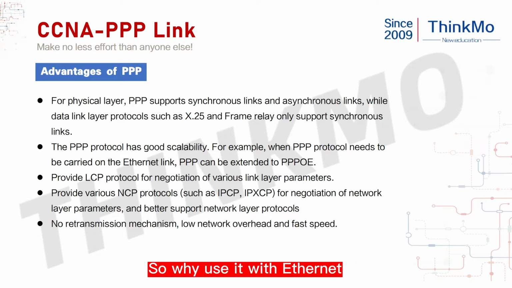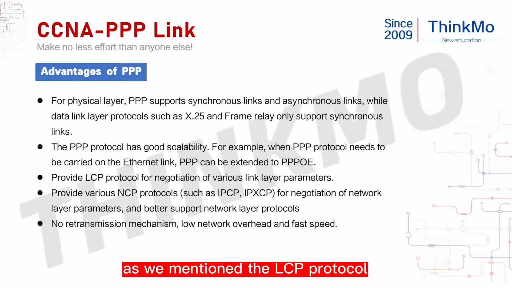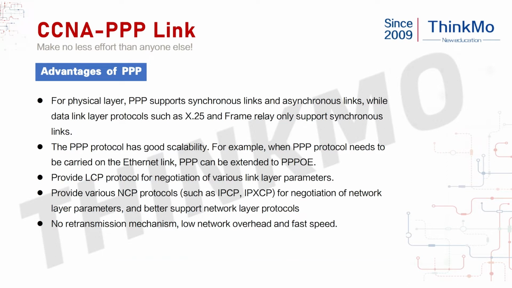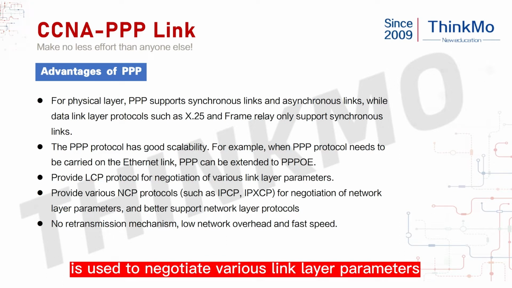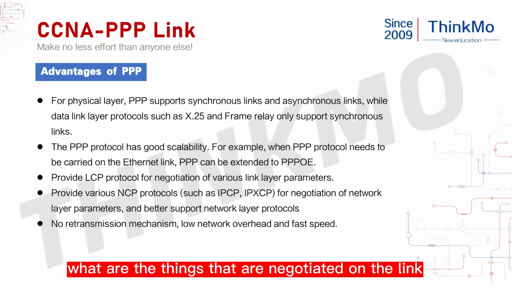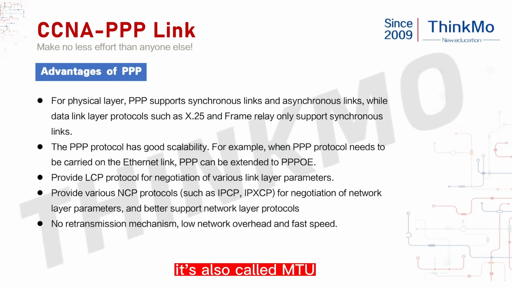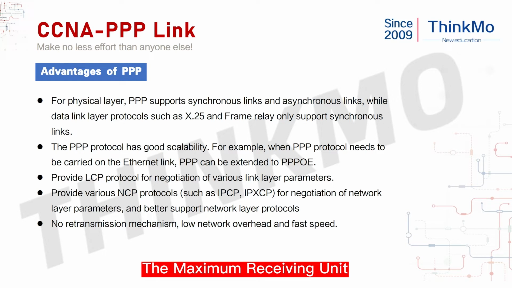So why use it with Ethernet? It's very simple. There are things in PPP that you can't do with Ethernet. For example, as we mentioned, the LCP protocol, the Link Control Protocol, is used to negotiate various link layer parameters. So what things are negotiated on the link? It can negotiate what we call the MRU. It's also called MTU, Maximum Transmission Unit, and the MRU is called the Maximum Receiving Unit.